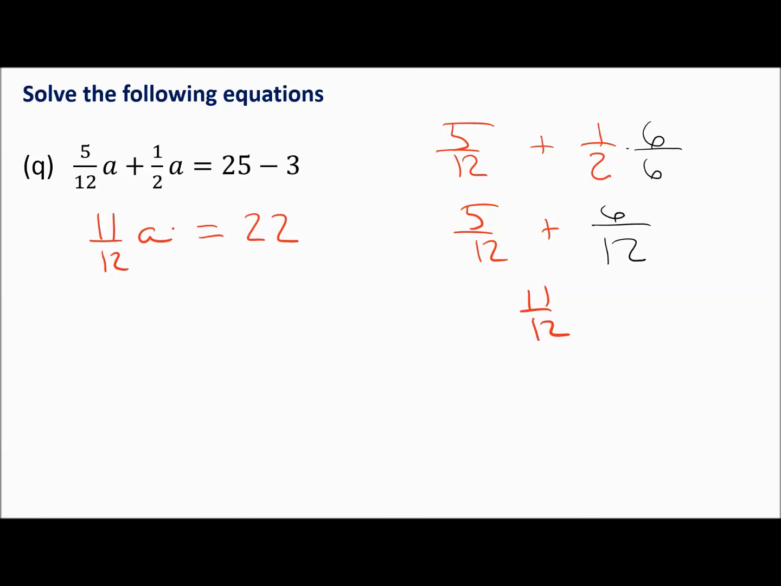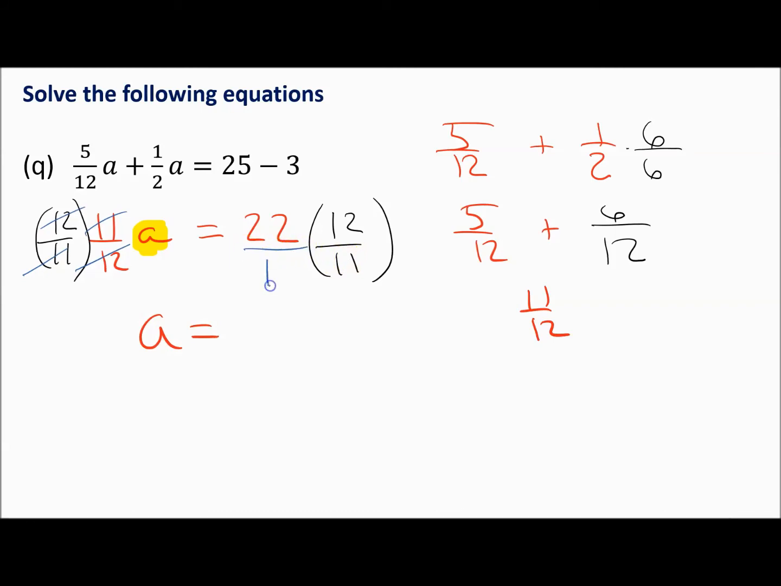Now, you ask yourself, what's happening to the A? Remember, I'm trying to get this A by itself. Well, it's being multiplied by 11/12, so how do I get rid of the 11/12? I multiply by the reciprocal. So I multiply by 12 over 11 on the left and 12 over 11 on the right. And what's going to happen is my 11s and 12s cancel. So I'm left with A only. It means A is isolated. And over here on the right, that's over 1.